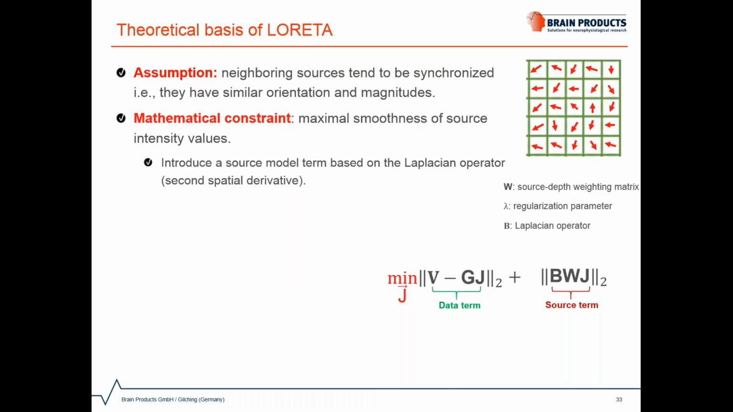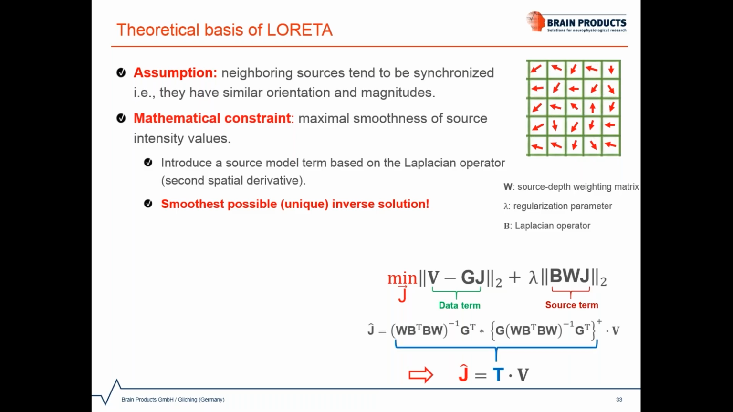Both the data term and the source term are linked with the regularization parameter lambda, which balances the data term and the source term. So this constraint warrants a unique inverse solution. And this unique source strength that minimizes the two terms and at the same time provides the smoothest possible intensity values is derived by the matrix multiplication of the generalized inverse matrix T and the voltage matrix V. T is obtained by the following matrix manipulations, which involve the depth weighting matrix W, the Laplacian operator B, and the lead field matrix G.